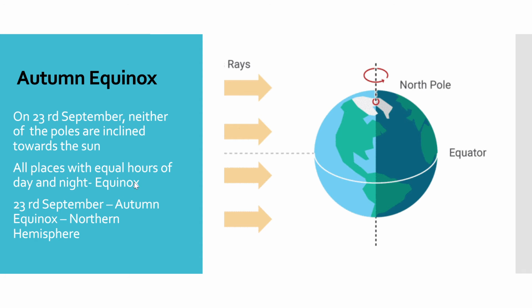So what is equinox? Equinox means when there will be equal duration of days and nights. So on 23rd September, we call it as autumn equinox, as it is in the northern hemisphere, because it is autumn season in the northern hemisphere.